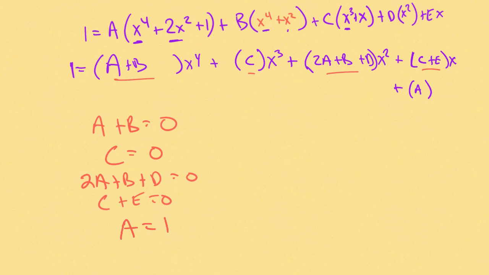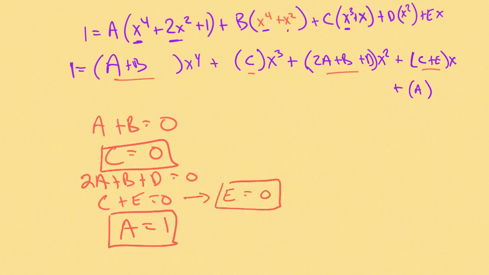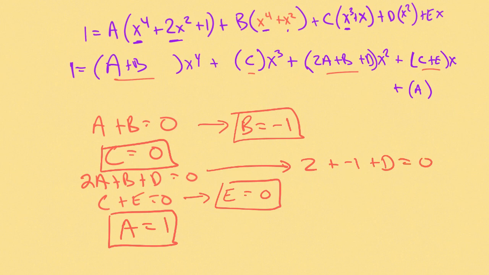Well, a lot of this I can solve pretty quickly. I see I have A equals 1, I have C equals 0. A little process of elimination here means that I also get E equals 0. What else do I know? If A is 1, then I know that B would equal -1. And I can plug in one last time here. 2A would be 2 plus -1 plus D equals 0. So D is going to equal -1.